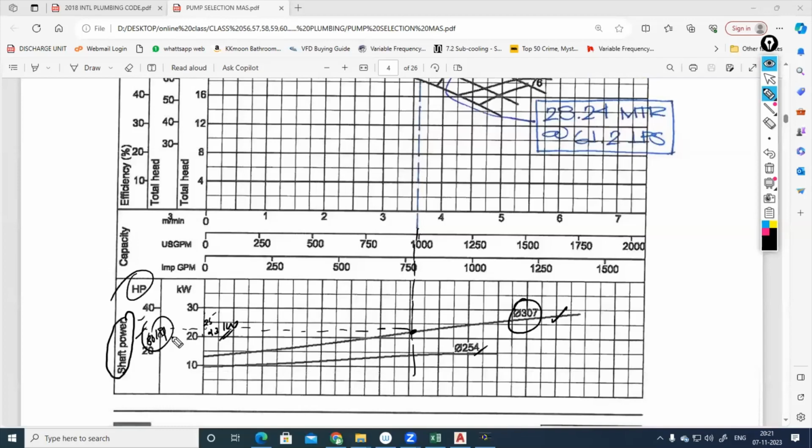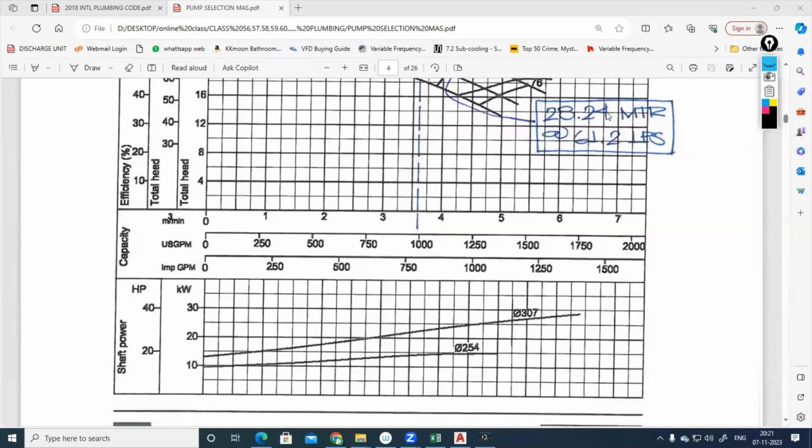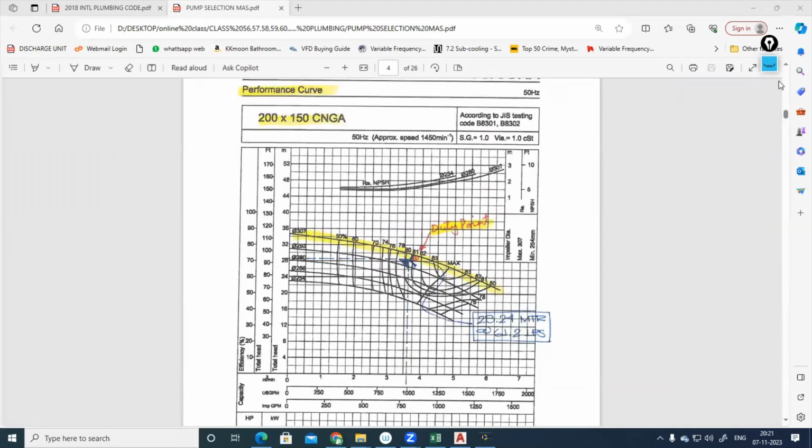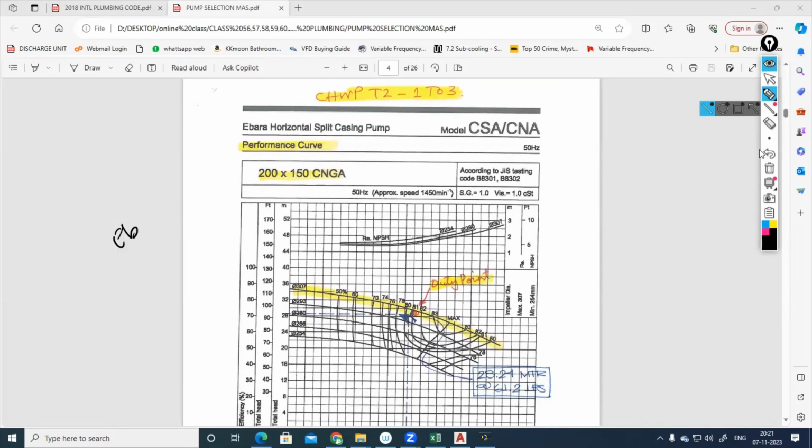Now this power is not mandatory, but the pump model we need. What impeller do you have to select? From the head, different models are available, but we will select 307. Now we can give the order for this selection. What pump will we select? The model will be Ibarra, model number CSA CNA, 1450 RPM.